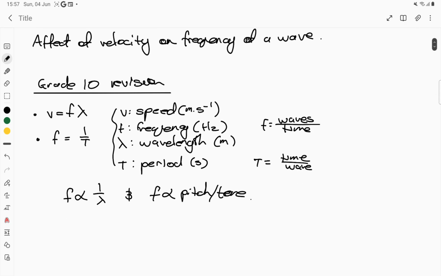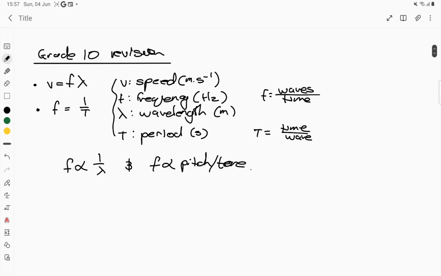Now, before we can carry on, let's take a look at some grade 10 revision. We have v equals f lambda. Then we have f is 1 over T. Now, v equals f lambda, that's your speed, is equal to frequency multiplied by the wavelength. Speed is in meters per second, frequency is in hertz, and your wavelength is in meters. Period is in seconds. Just a little revision from grade 10: frequency is waves per time, and your period is time per wave.